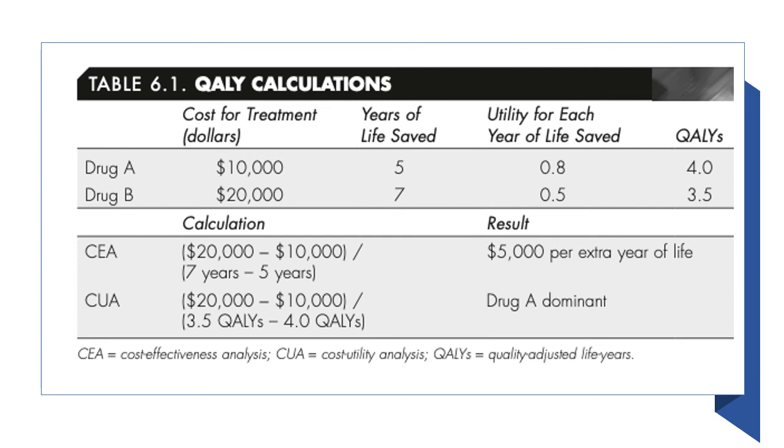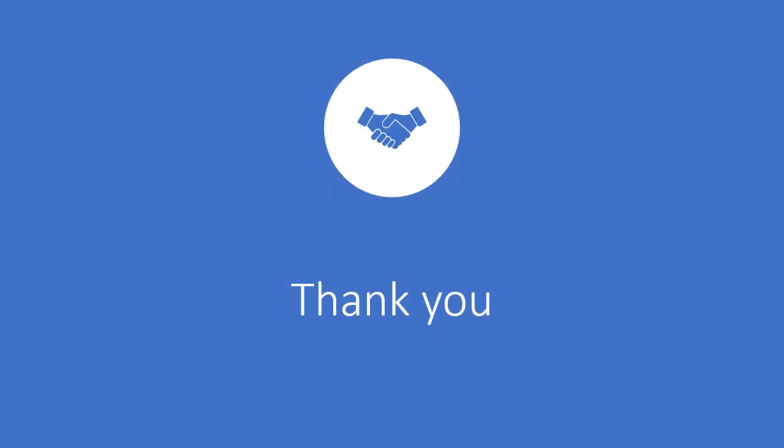So this is how it has been interpreted, and it can be decided on the basis of the amount which can be spent on the intervention. Depending upon all these things, we can opt for drug A or we can opt for drug B. And that's all about cost utility analysis. Thank you.